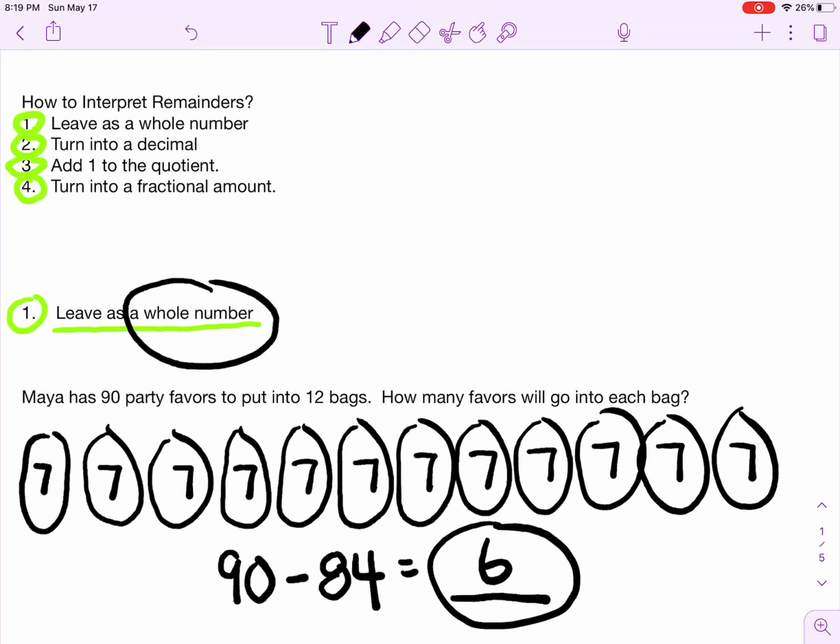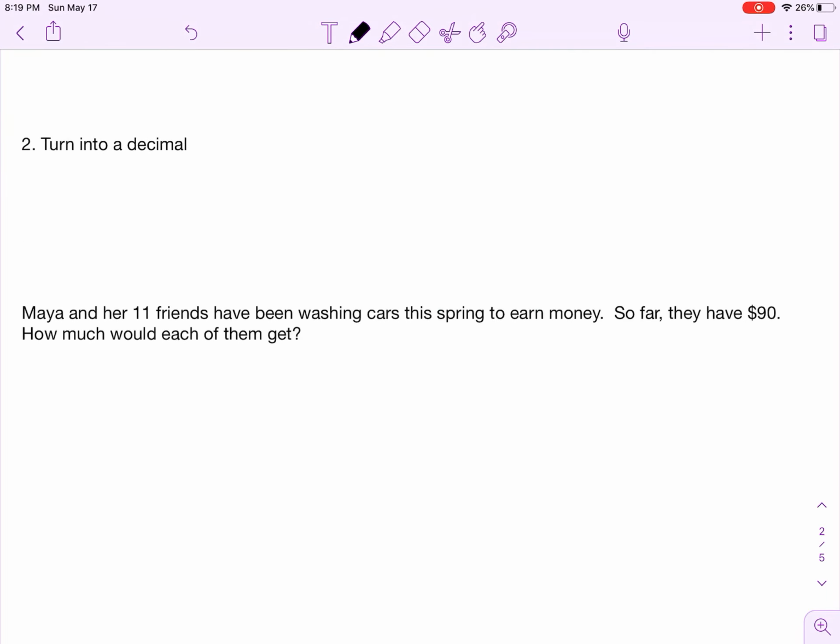Our second strategy is going to be number 2, turning our remainders into a decimal. So for this particular strategy, I know that having used decimals a lot this year, one of the most common places we often see them is when we work with money.